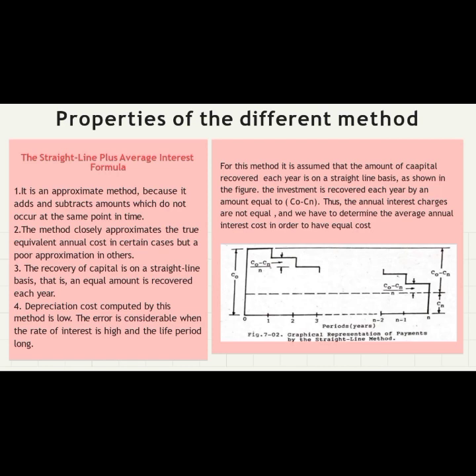Another property of the different methods is the straight line plus average interest formula. It is an approximate method because it adds and subtracts amounts which do not occur at the same period in time. The method closely approximates the true equivalent annual cost in certain cases and gives a poor approximation in others. The recovery of the capital is on a straight line basis, that is, an equal amount is recovered each year. Depreciation cost computed by this method is low.